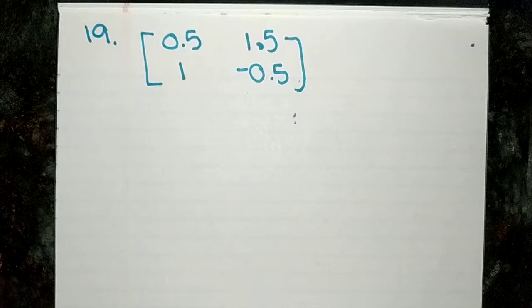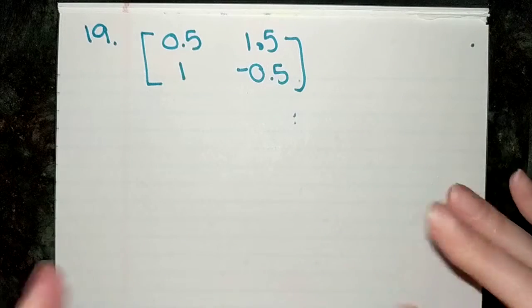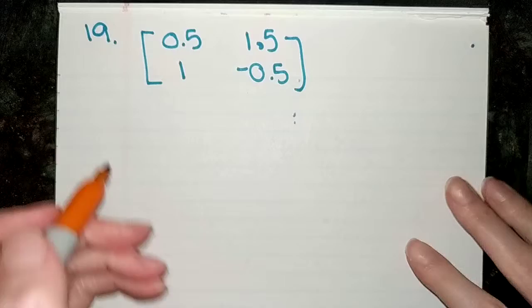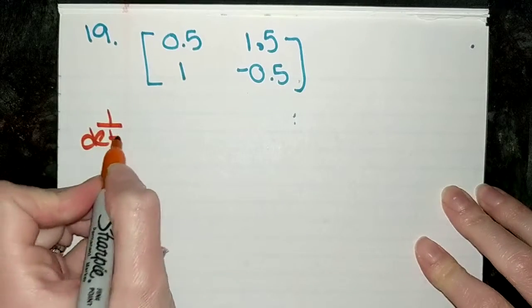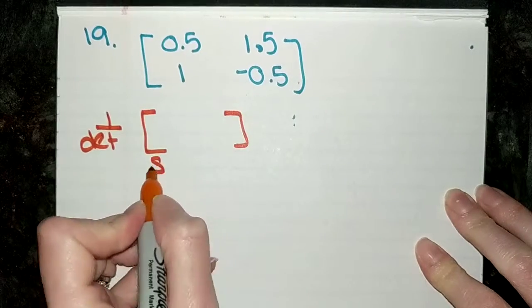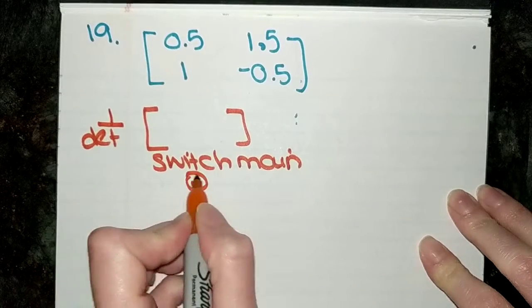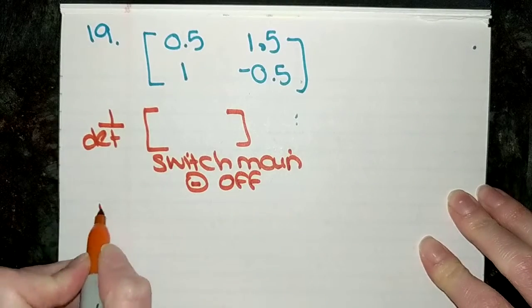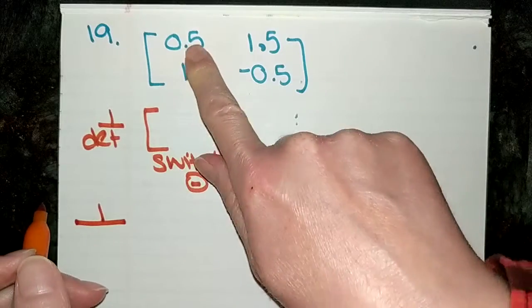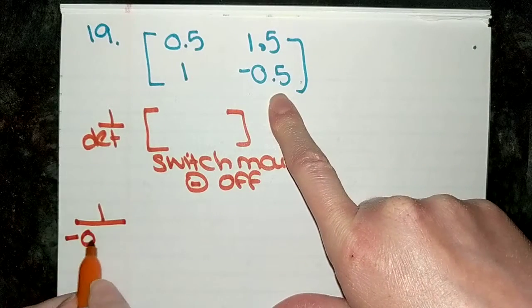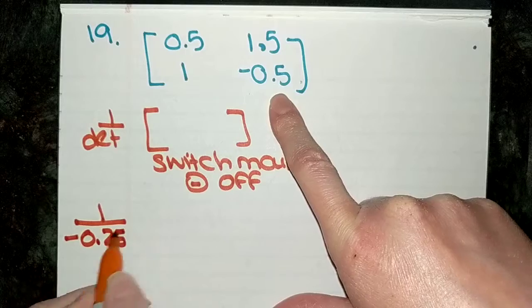This is going to be a little bit different because of the fraction decimal situation, but it's going to be the same thing. You're going to take 1 over the determinant, and then you're going to do the whole switch the main, and then make negative the off diagonal. Okay, so you'll have 1 over multiplying 0.5 times negative 0.5 gives you negative 0.25.